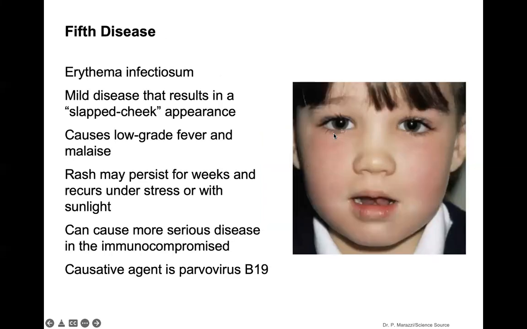Okay, fifth disease, this is erythema infectiosum. This is a mild disease that results in a slap-cheeked appearance. It's typically in young children, causes low-grade fever and malaise, and the rash may persist for weeks and recurs under stress or with sunlight. It can cause more serious disease in immunocompromised individuals. And the causative agent is parvovirus B19.